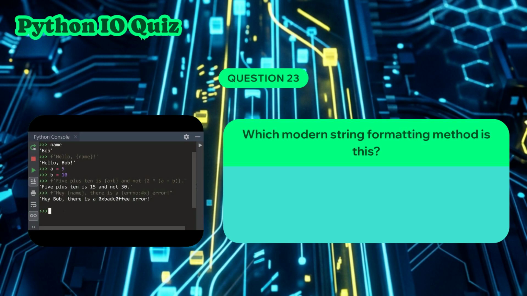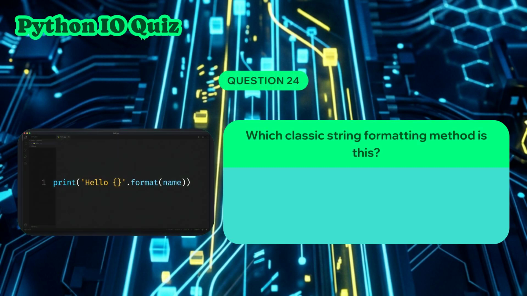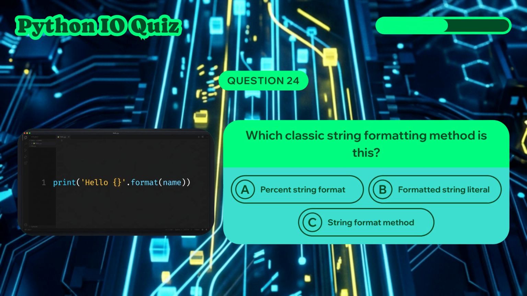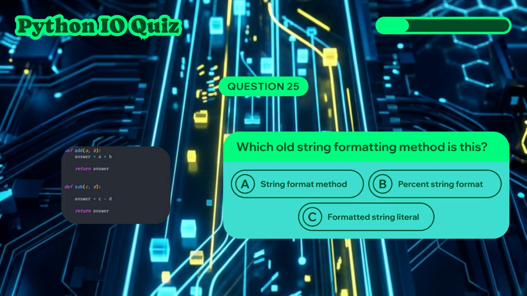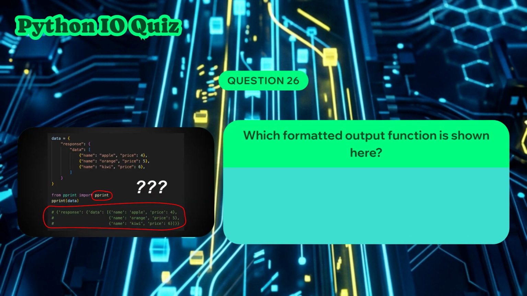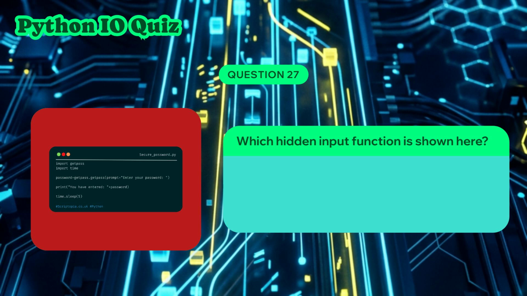Which modern string formatting method is this? Which classic string formatting method is this? Which old string formatting method is this? Which formatted output function is shown here? Which hidden input function is shown here?